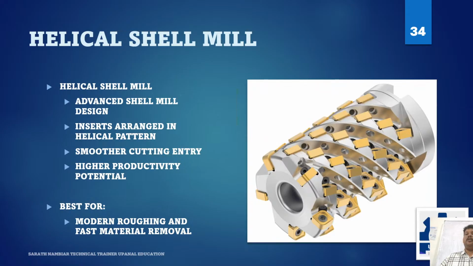Next is the helical shell mill. This is still part of the shell mill family, but with a smarter insert arrangement. Instead of inserts placed in a simple straight pattern, they are in a helical or staggered layout. Why is that useful? When the cutter enters the material, not all inserts hit at once. Cutting engagement can become more progressive and smoother. This may reduce the shock load. It may improve sound and the cutting finish. It may help productivity depending on the machine and application.